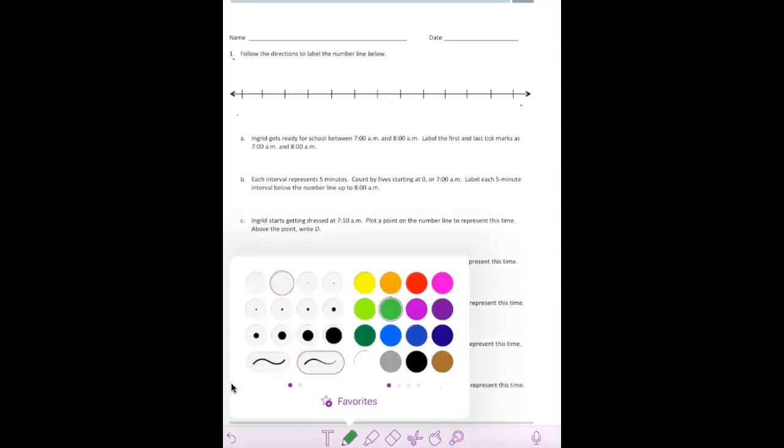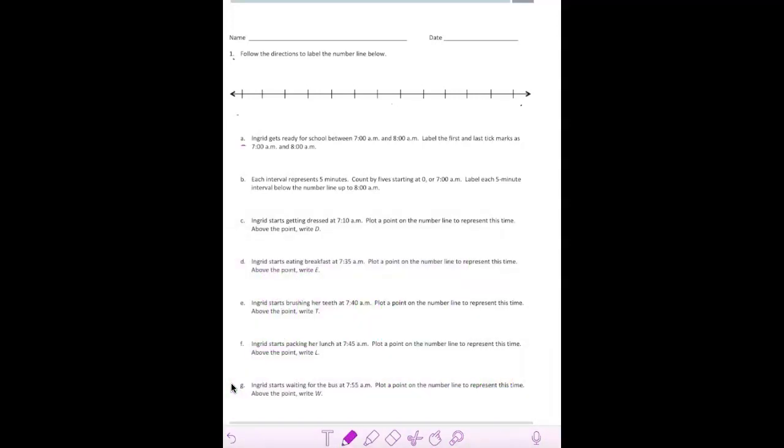Letter A. Read with me. Ingrid gets ready for school between 7 a.m. and 8 a.m. Label the first and last tick mark as 7 a.m. and 8 a.m. Sorry, I don't know why my pen is not working.